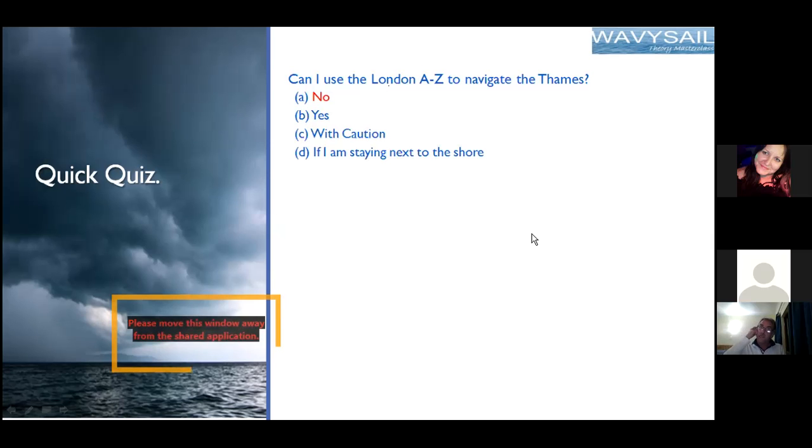Okay, so no, it is not a good idea to navigate the Thames. Especially the Thames is a really bad idea, actually, because there are sandbanks and there are buoys and all sorts of things that will not be on a land-based London A to Z map. So even with caution is not a good idea, because there will be a lot in the water that you won't see and it won't be on any sort of land-based map.